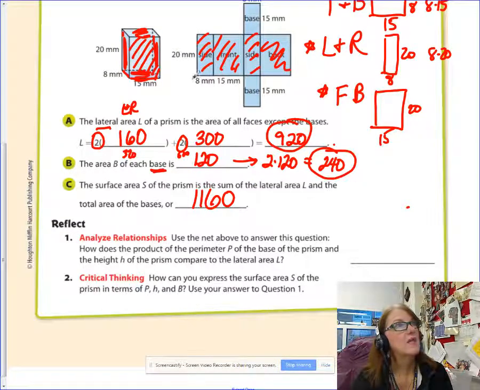Okay, and let's label this thing because it's millimeters. So we'll call it square millimeters. Okay. For now, I'm going to have you skip over this reflect question.